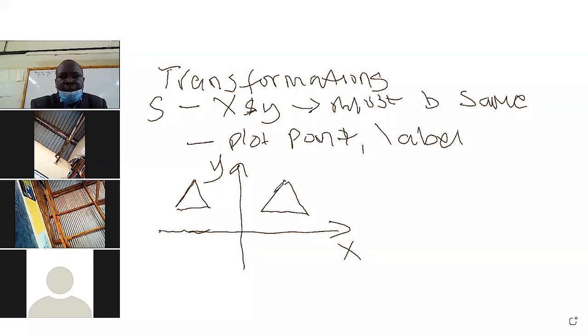So we should have, maybe, this was A, this is B, and this is C. That was the object. So the image will now be A prime. This will be C prime. If it's reflection, then this will be B prime. So they must be labeled correctly. You plot the point and then you label it correctly.